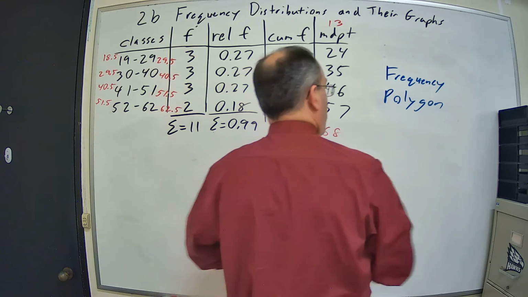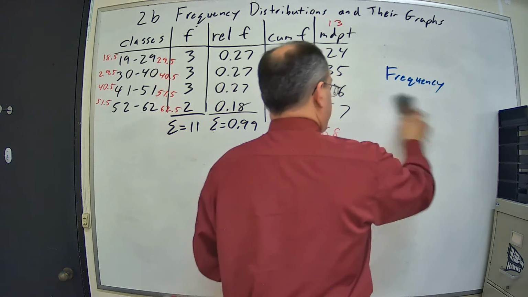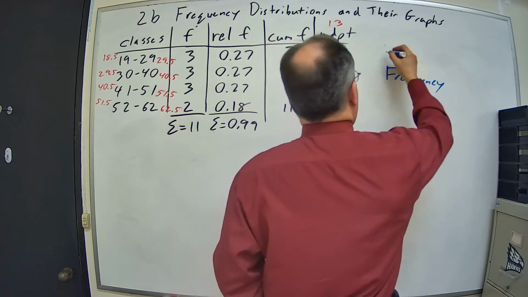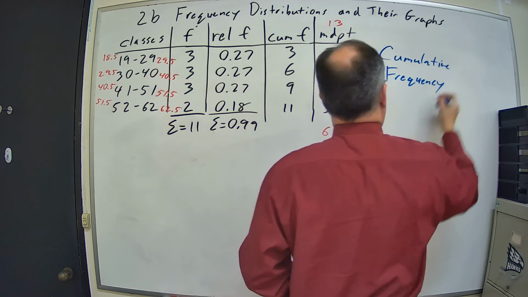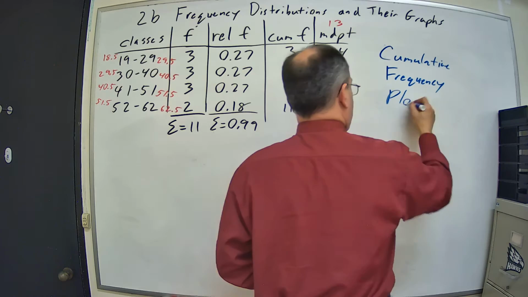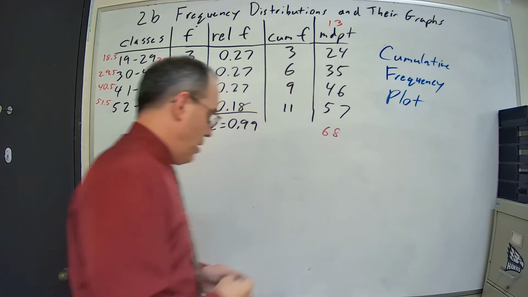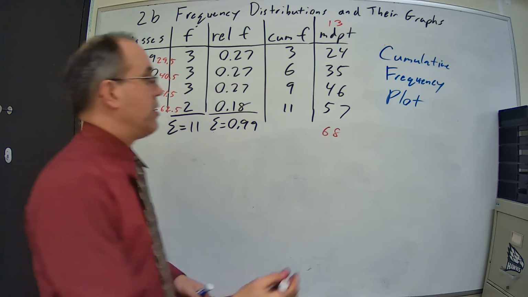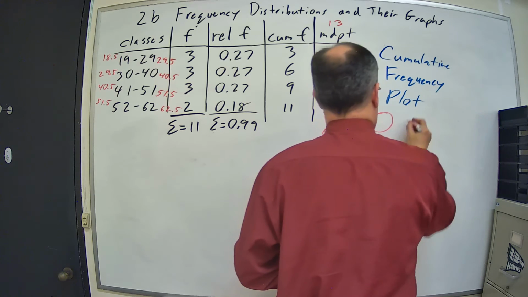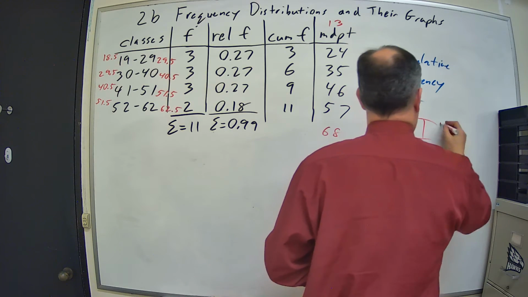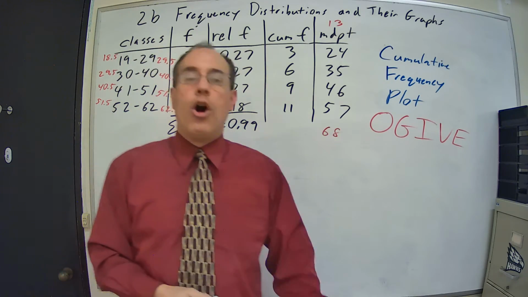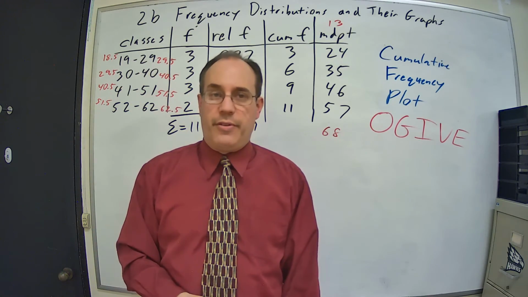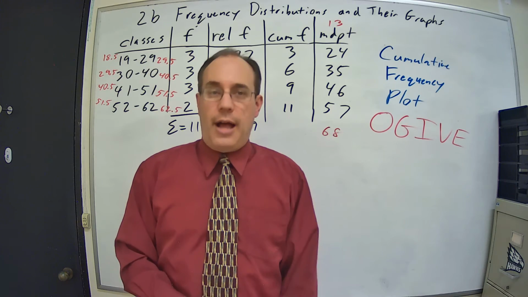Get rid of this polygon. And we're going to do a cumulative frequency plot, otherwise known as an OGIVE. That's right, it's an OGIVE.